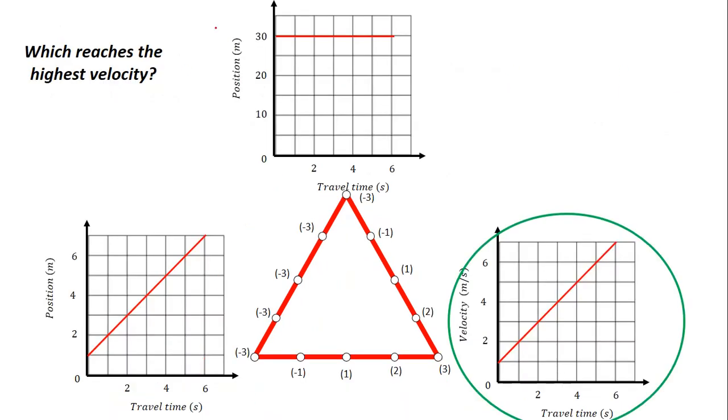Number 3, which reaches the highest velocity? Well, this guy here, his velocity is 0. Even though it's got a big number on the axis, it's not changing its position. Its velocity is 0. This one here, starting off at position 1, but they're only changing 1 meter every 1 second. So we've got a speed of 1 meter a second. It doesn't change, constant speed. Here the velocity starts at 1 and it moves up to, looks like 7 meters a second. So obviously the highest velocity.